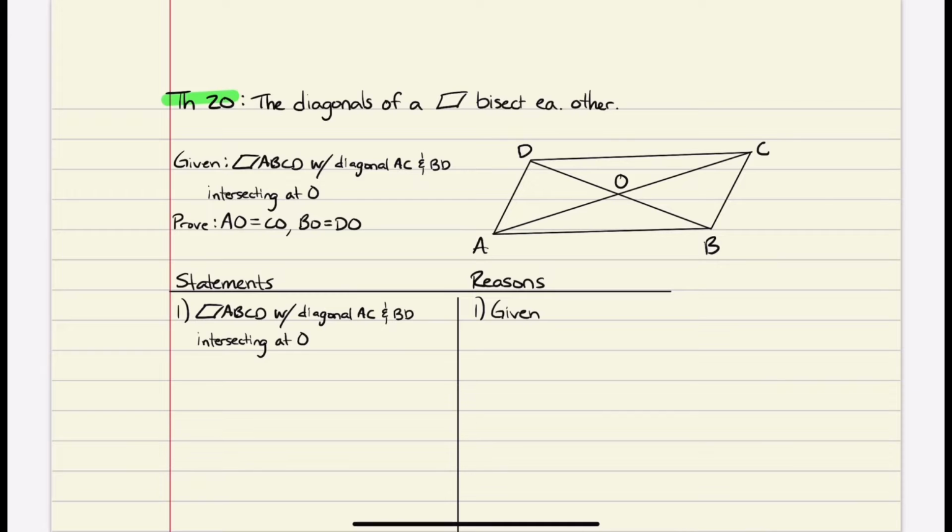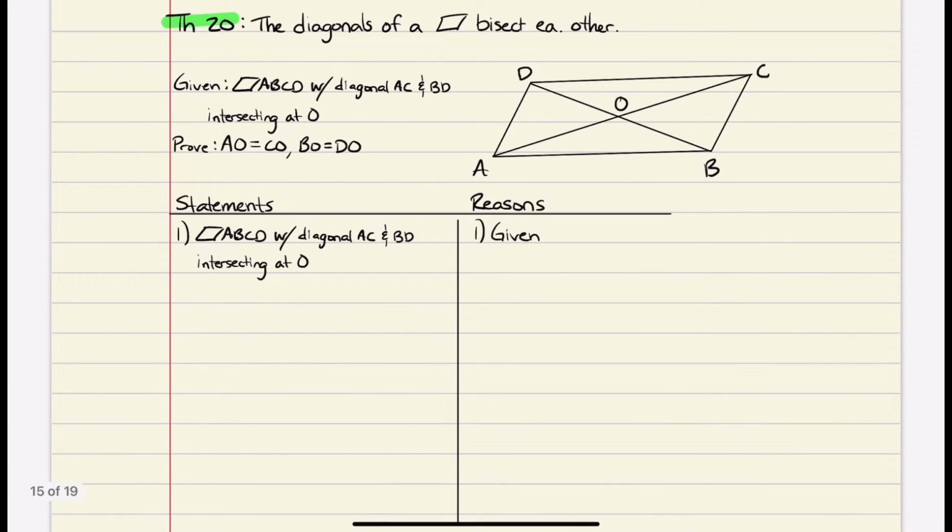So we're given a parallelogram ABCD with diagonals AC and BD intersecting at point O. We again are trying to prove AO is equal to CO and BO is equal to DO. All right. Already stated the given. Number 2. We're going to say that AB is parallel to DC and that AD is parallel to BC.